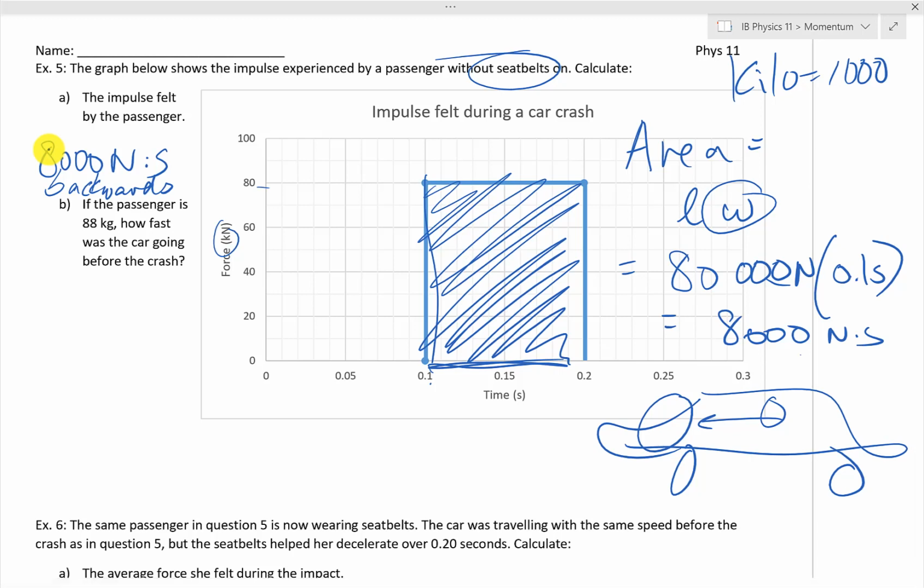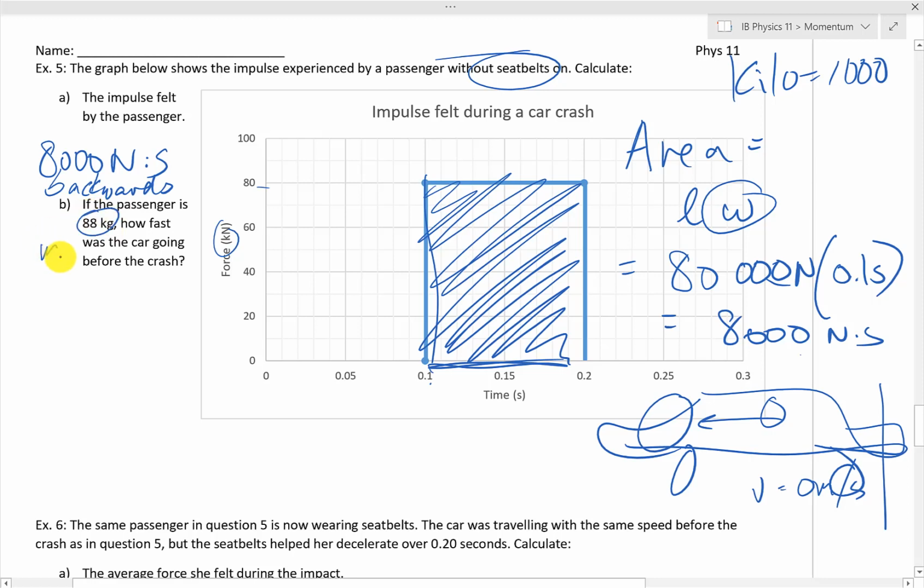And B, now we're on to B. If the passenger is 88 kilograms, how fast was the car going before the crash? So we're going to assume as the car crashes onto whatever it is, that the final velocity is going to be 0 meters per second. And sometimes it bounces back, but we're going to assume it's going to go to 0 and not bounce back. And hey, if it bounces back, that's a larger impulse, according to our last couple of videos, right? So that's more impulse, more force sustained, right? So good thing that the car comes down to a stop, and why we need the crumple zone. Another reason why we need a crumple zone.